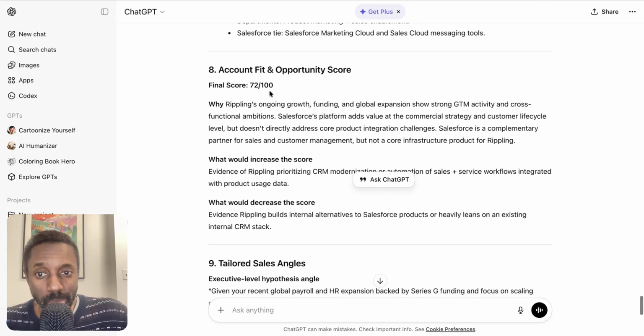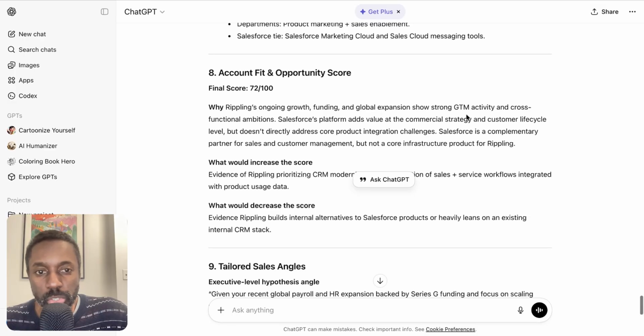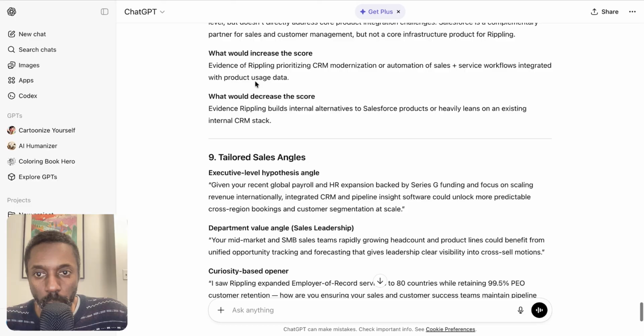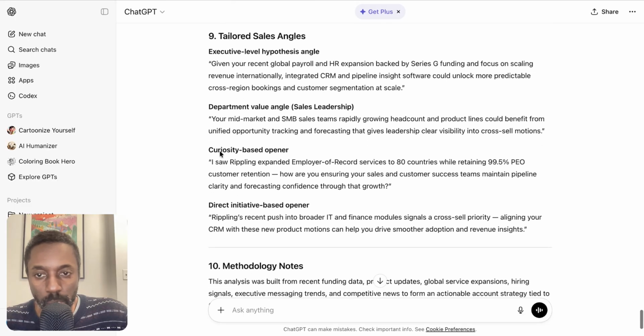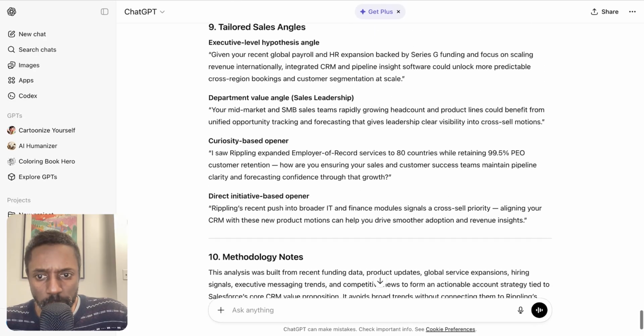Overall account score is 72. Let's reach out to them. Let's go. It says here why. Rippling's ongoing growth, funding, and global expansion show strong go-to-market activity and cross-functional ambitions. Salesforce platform adds value to the commercial strategy and customer lifecycle, as we know here. So it says here. So it's a good account. Good account to reach out to, right? And what else we have here? Anything else? That's pretty much it.